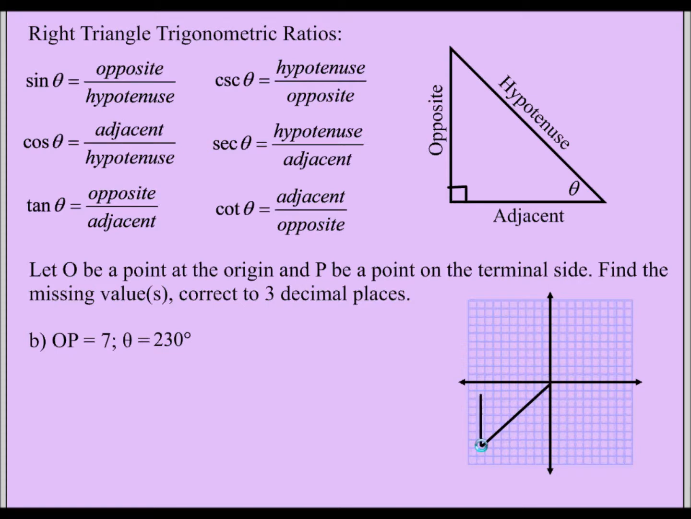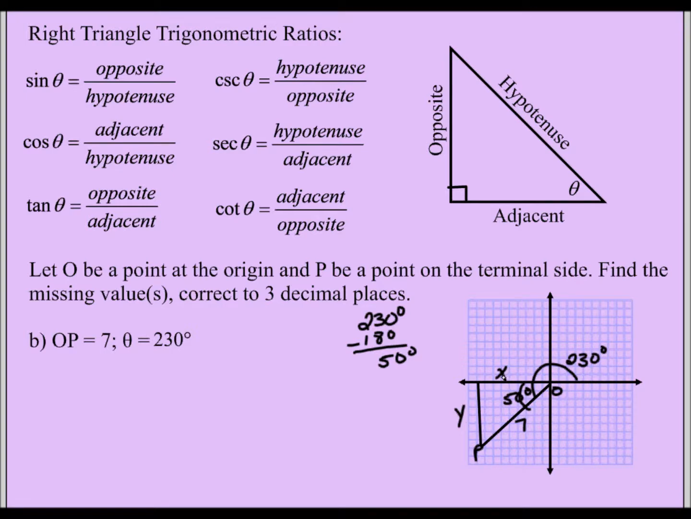There's my terminal side. And I know that from the x-axis to the terminal side, it's 230 degrees. And for my reference triangle, I'm interested in this angle. Well, I know that this is 230. Here, it's 180. So that means I'm going to take 230 degrees and subtract 180 degrees, and that's going to give me 50 degrees. So that's the angle for my reference triangle, 50 degrees. The terminal side, OP, is 7, which is going to be my hypotenuse, and I'm looking for x and y.